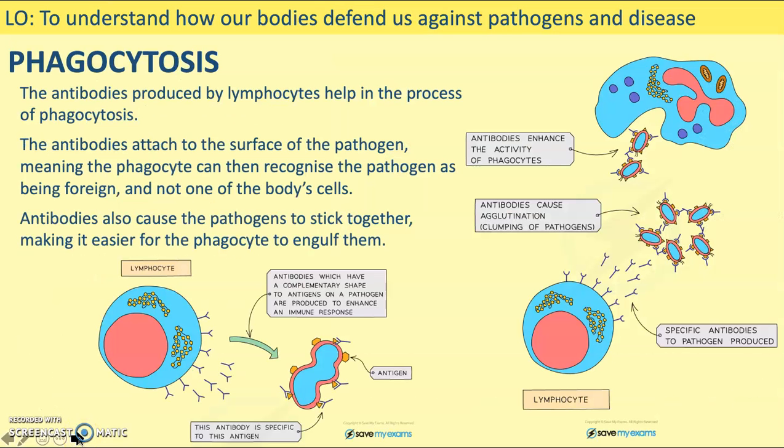So the antibodies that are produced by the lymphocytes help in the process of phagocytosis. So your lymphocytes and your phagocytes work together. The antibodies produced by the lymphocytes attach to the surface of the pathogen, and this means that the phagocyte can then recognise the pathogen as being foreign and not one of the body's cells. The antibodies also cause the pathogens to stick together, and that makes it easier for the phagocyte to engulf them. So pause the video, take some time, have a look at the diagram.